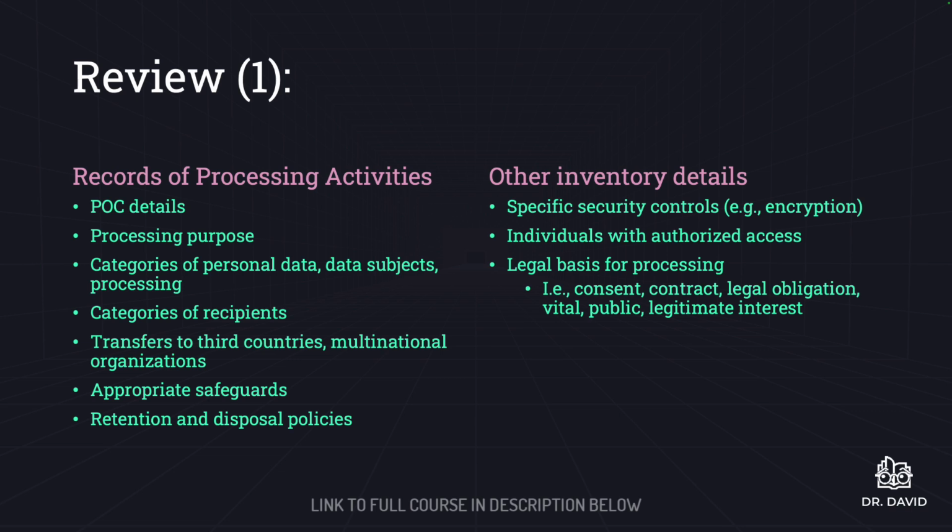In this lecture, we discussed records of processing activities, or RoPA. These reports must include the following items: POC details, processing purpose, categories of personal data, data subjects and the processing, categories of recipients, transfers to third countries and multinational organizations, if applicable, appropriate safeguards and retention and disposal policies. Other inventory details are the specific security controls in place, such as encryption, individuals with authorized access and the legal basis for processing.